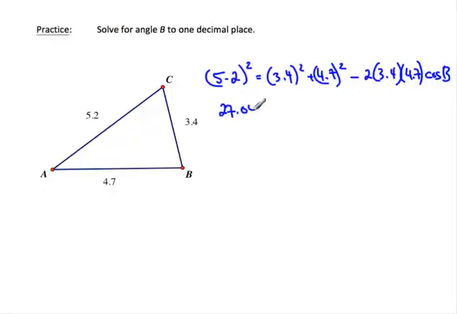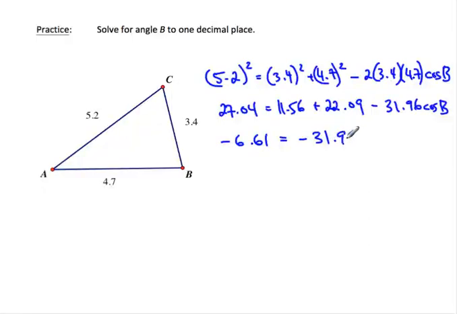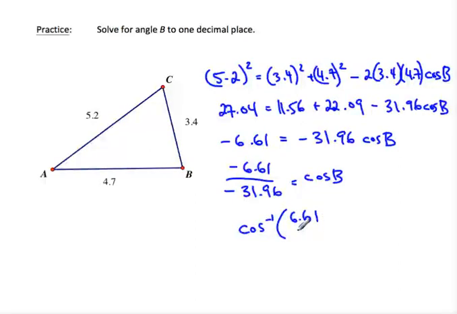Working that out, we get 27.04 is equal to 11.56 plus 22.09 minus 31.96 cos B. Bringing these to one side, negative 6.61 is equal to negative 31.96 cos B. Dividing both sides by negative 31.96, we get that cos B is equal to this quotient, and therefore cos inverse of that quotient, we can drop the negatives because they cancel, is going to be equal to B. Plugging that into your calculator, you get that B is approximately equal to 78.1 degrees.